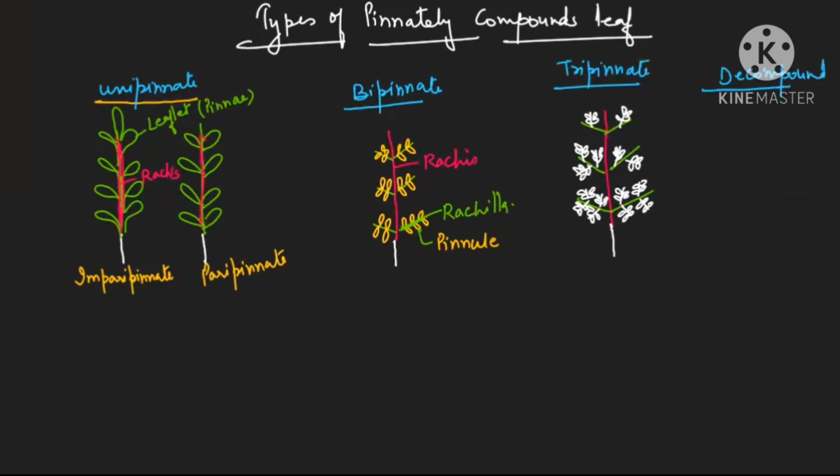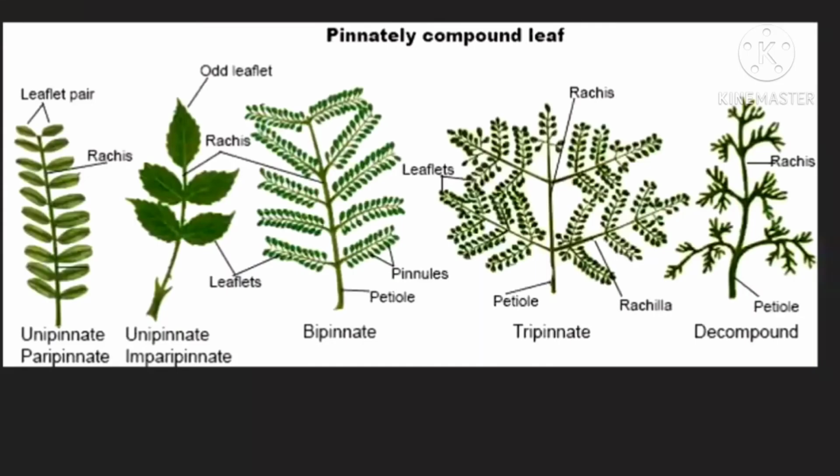Is it clear? See the diagram carefully. I discussed unipinnate, but it is even number. First diagram, even number, check. It is peripinnate. And this is the odd one, that is why we call it imperipinnate. Second time, this is known as bipinnate. Third time, this is known as tripinnate. And further it goes on and we say decompound.